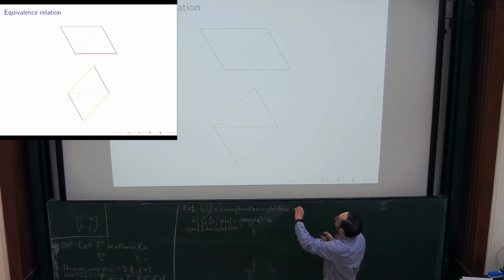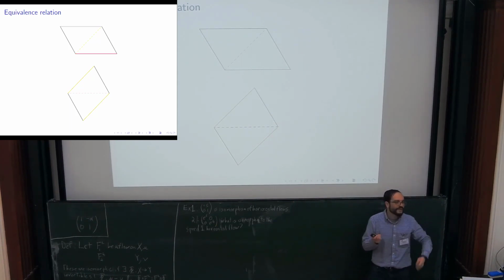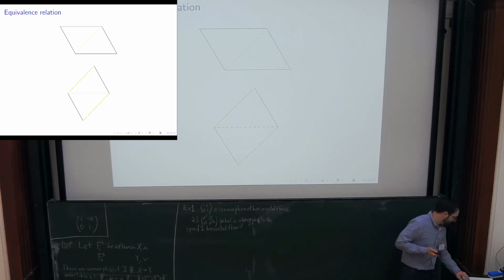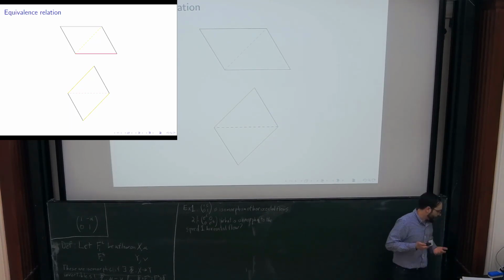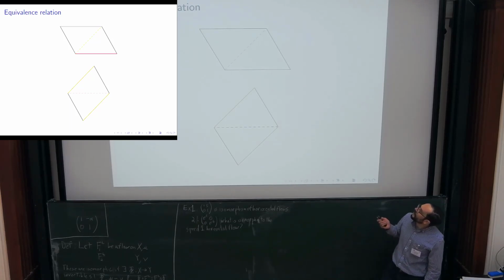I know exactly where every point in here goes up here. These are the exact same tori. So this is an equivalence relation on tori, and now we can start talking about the space of tori. But first I want to talk for a moment about renormalization.